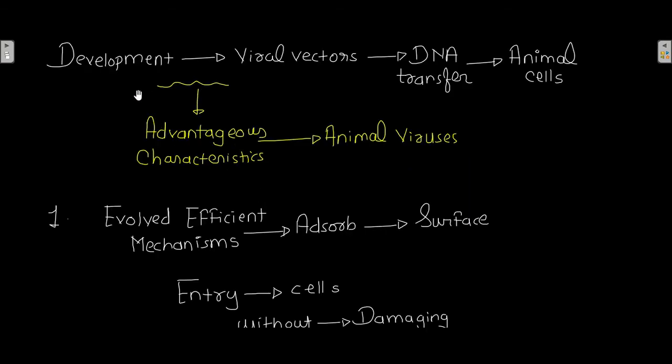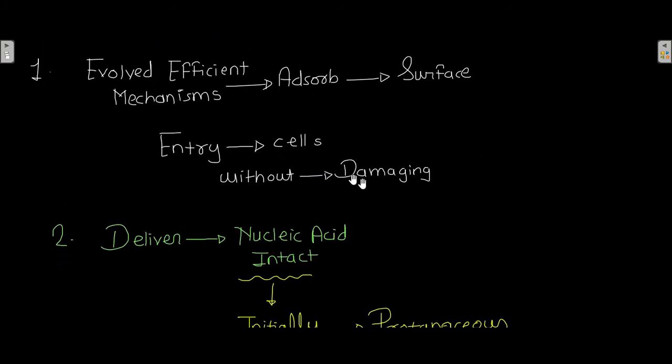Now the development of these viral vectors for DNA transfer into the animal cell relies on advantageous characteristics of animal viruses. Okay, animal viruses have some characteristics which are advantageous to use them as a vector for DNA transfer. Now what are they? Let's see. These animal viruses have evolved efficient mechanisms to get adsorbed on the cell surface, and they enter the cell without damaging the cell.